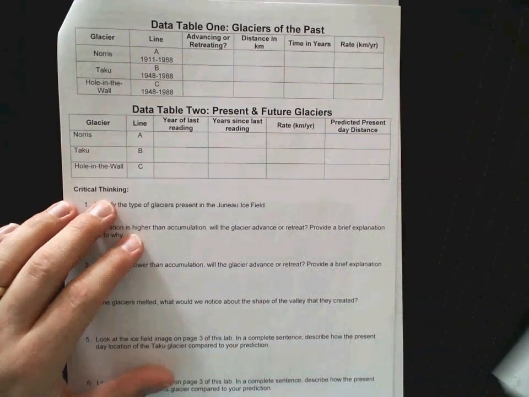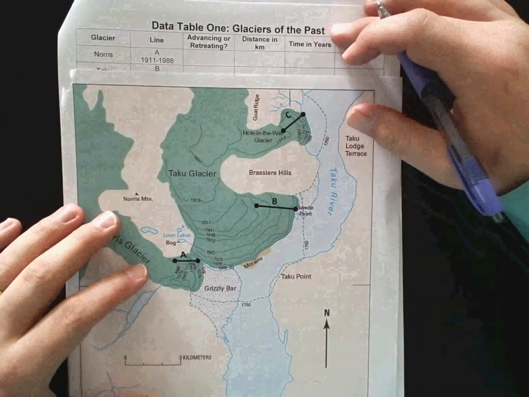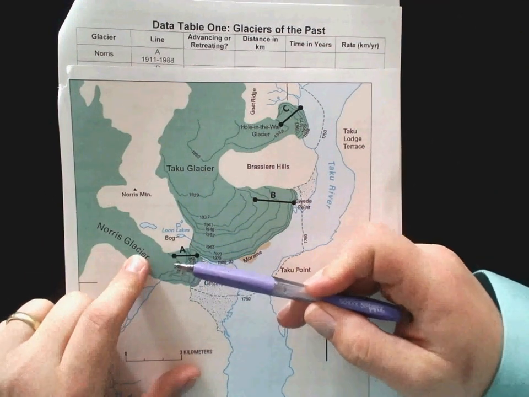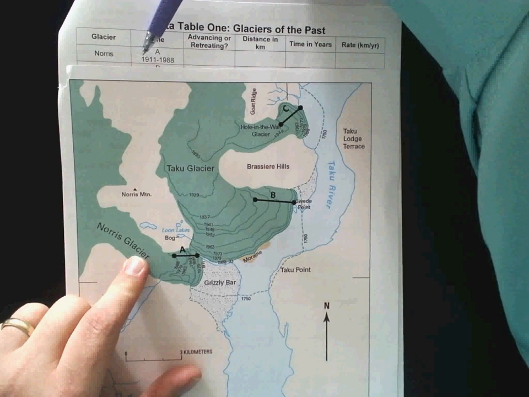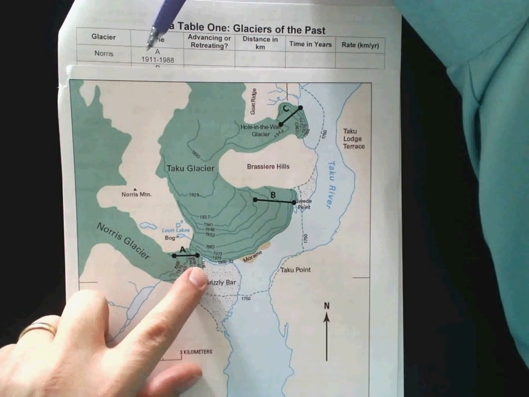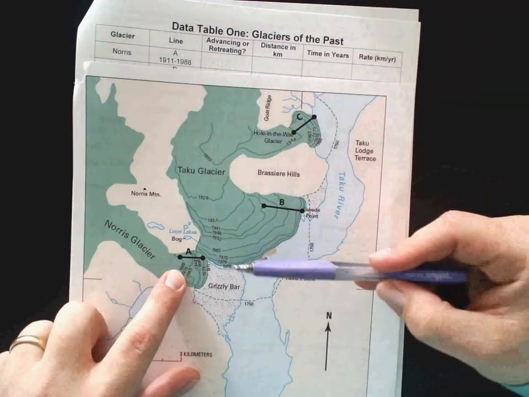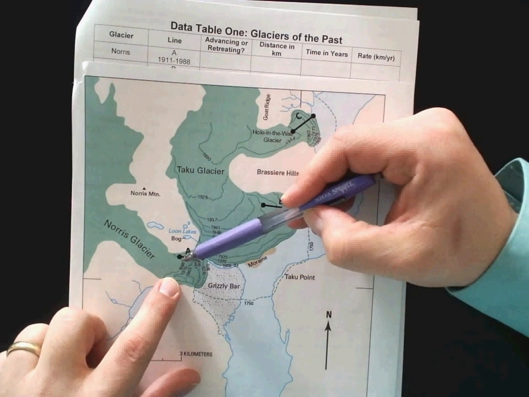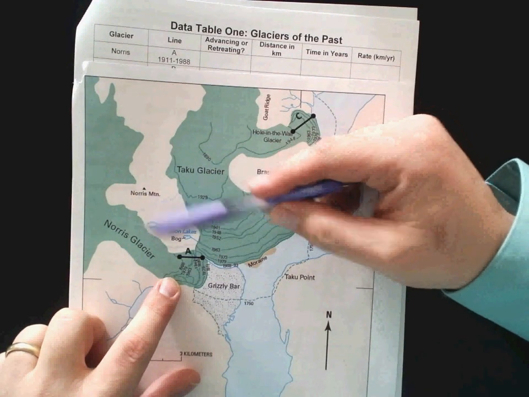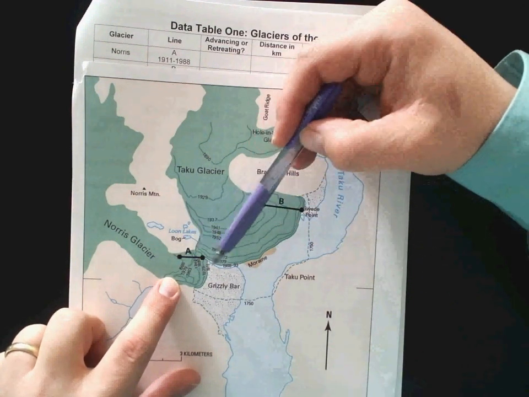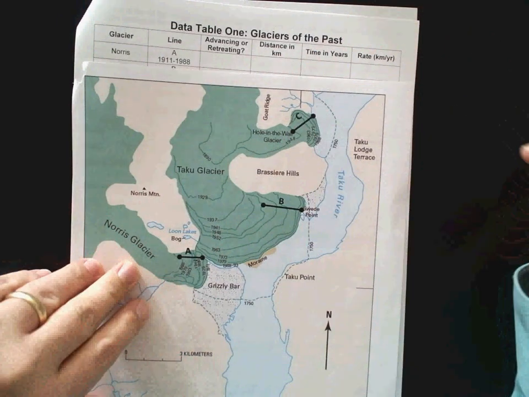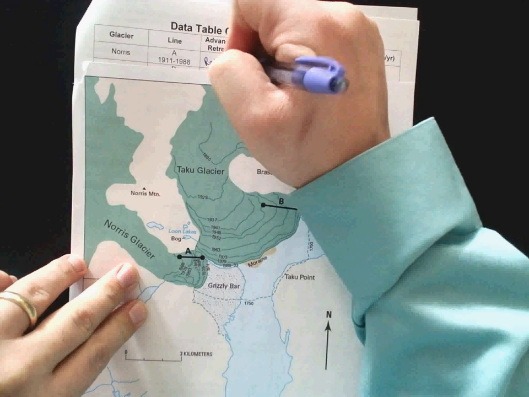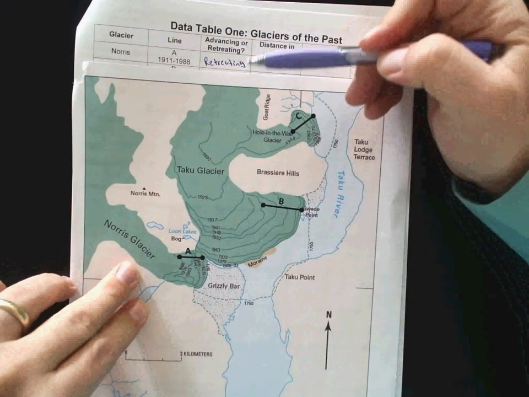The first glacier you're going to look at is the Norris Glacier. You can see the Norris Glacier is right here. Now, there are two lines, one for 1911 and one for 1988. You can see the 1911 is here near Grizzly Bar, and 1988 is further up the glacial valley here. So between these time periods, you can tell that this particular glacier has retreated. So we're going to write retreating in the corresponding spot on the data table.